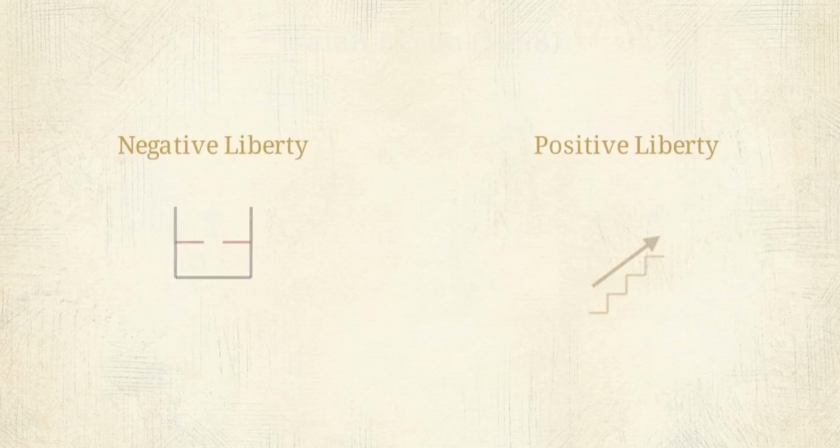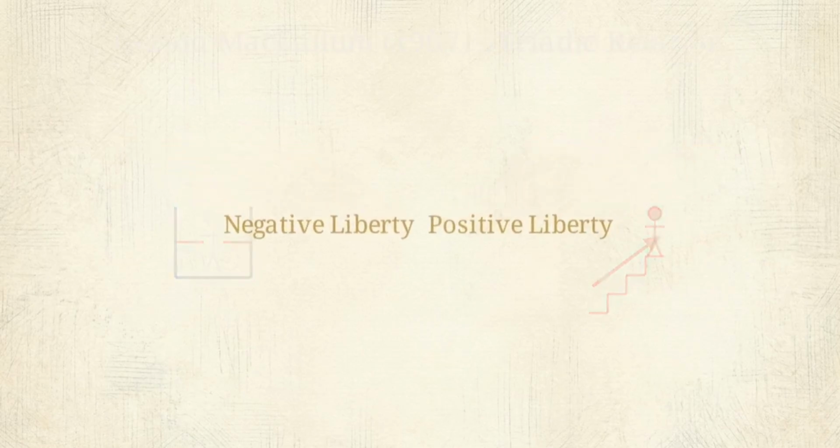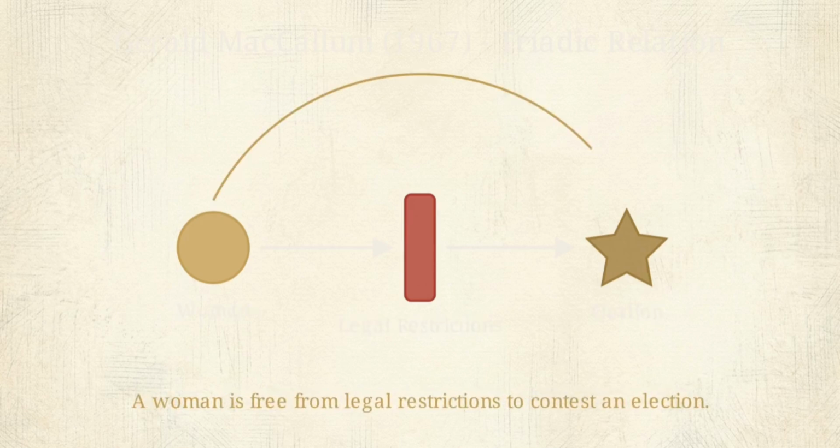Isaiah Berlin formalized this split in 1958, defining negative liberty as the absence of interference and positive liberty as self-direction. He warned that focusing on positive liberty could lead to state paternalism, where government dictates what is best. Gerald MacCallum unified this debate in 1967, proposing liberty as a triadic relation. An agent is free from an obstacle to reach a goal. For example, a woman is free from legal restrictions to contest an election.